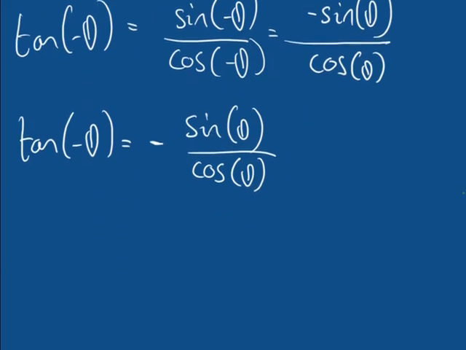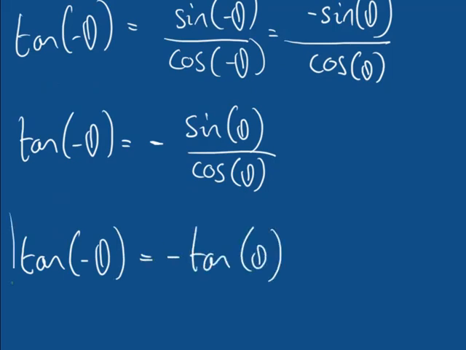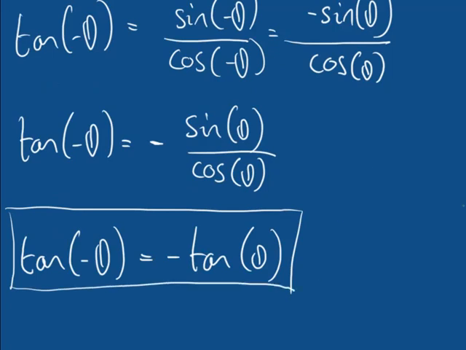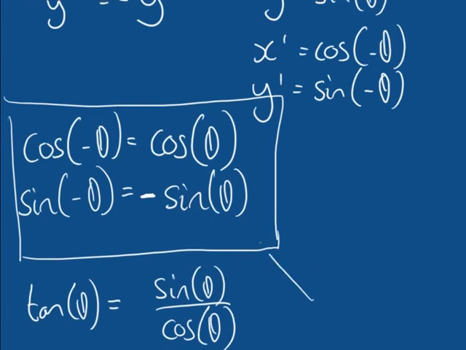So our third negative angle identity is that the tan of minus theta is equal to minus the tan of theta. It comes from the fact that our cosine and sine behave in this way. Our cosine of a negative angle is equal to the cosine of the positive angle, but the sine of a negative angle is equal to the negative of the sine of the positive angle.